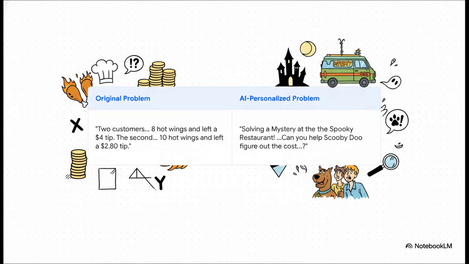And here's a perfect example of what it does. On the left, you've got this super dry, standard algebra problem about hot wings and tips. But look at the right. The AI has totally transformed it into a Scooby-Doo mystery. The math is exactly the same, but the surface, the tip of the iceberg, is completely different. I mean, on the face of it, this seems like a clear win.